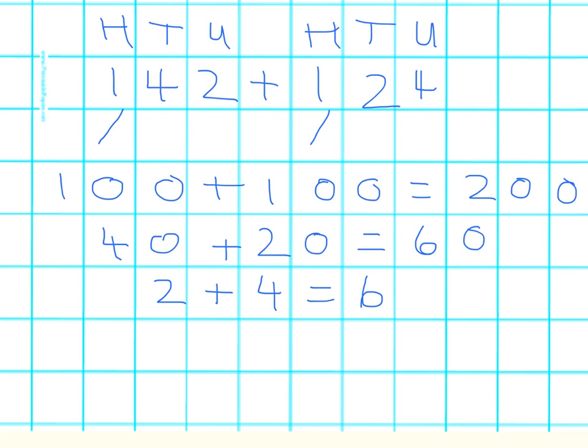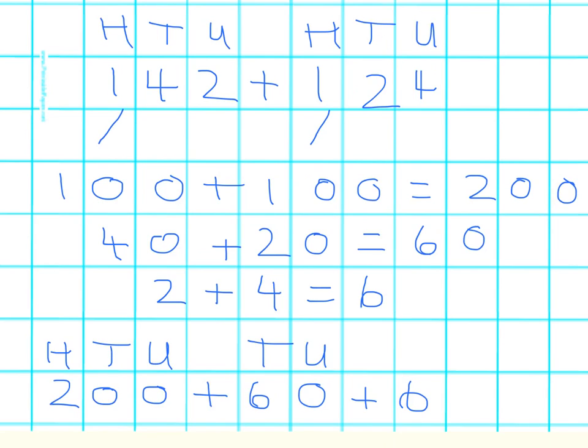Be careful when completing the final calculation, as the place value of the numbers can be quite confusing. 200 add 60 add 6. Hundreds, tens, units equals 266. We can use the same method when subtracting two and three digit numbers.